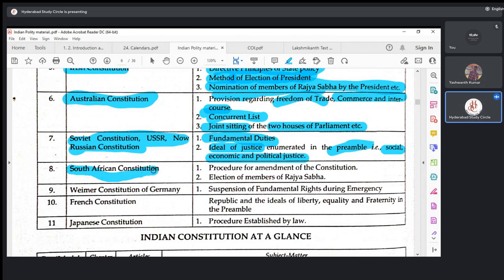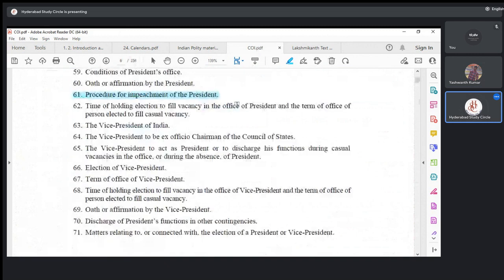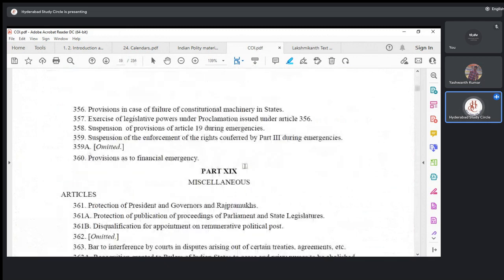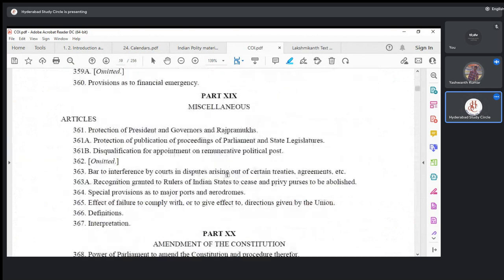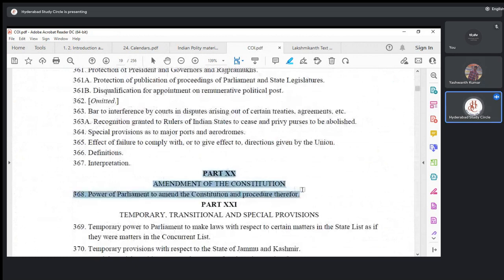Then we have taken from the South African Constitution. What have we taken from the South African Constitution? Procedure for amendment of the Constitution. What is the article number? Part 20, there is only one article, that is article number 368. Part 20, Amendment of the Constitution, article number 368. Understood?